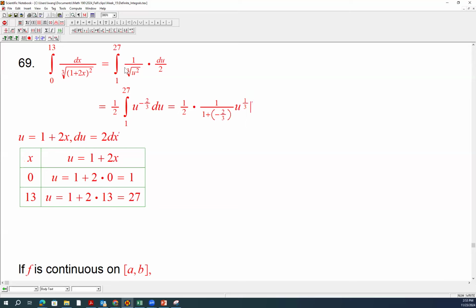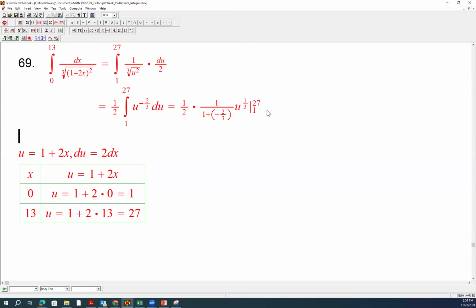Evaluated at 1 and 27. Okay, so that's how we're going to show it. Simplify.